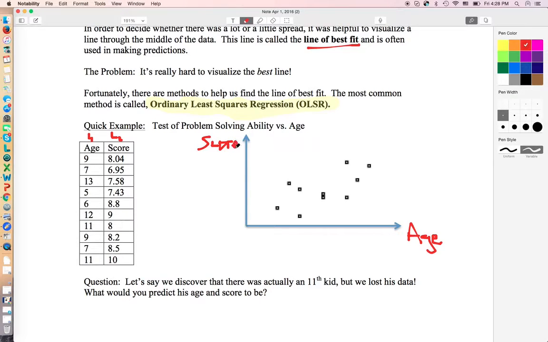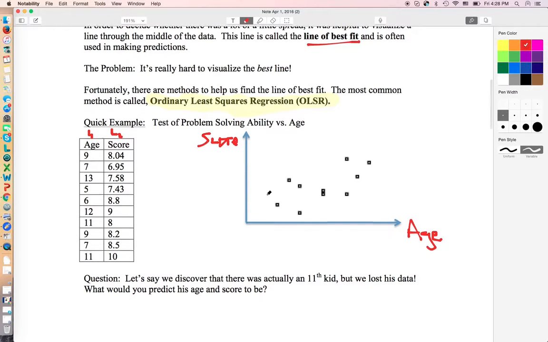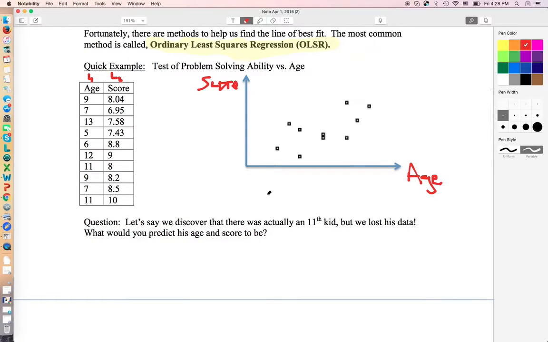Okay. So this is 10 data points, but the truth is there's actually 11 kids who took this test. I just happened to lose the 11th kid's information. Maybe that's happened to you. Teachers in the past have lost your test score, and I don't know if they ever found it. Maybe they just made up your score in the end. I'm not saying they did, but it's possible.